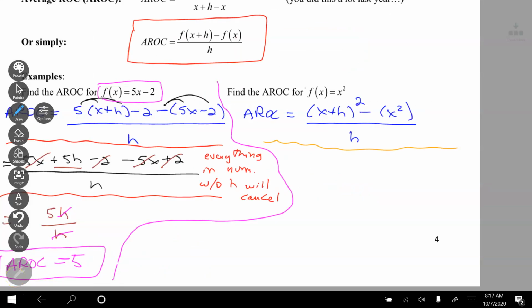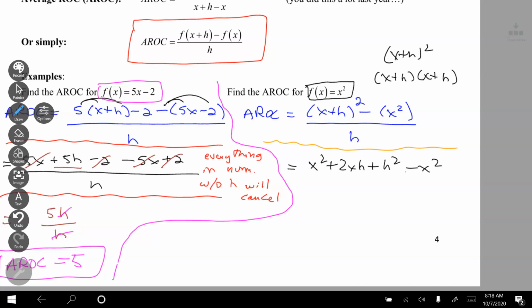Okay, the next function is a pretty easy one too, just x squared. So when I do f of x plus h, it means I plug in x plus h in for the x. So it's x plus h quantity squared minus x squared, the original function, all over h. Now you have to expand this. If you don't know what x plus h squared is, then do x plus h times x plus h and expand it out, or just memorize it, that it's this, minus the original function over h.